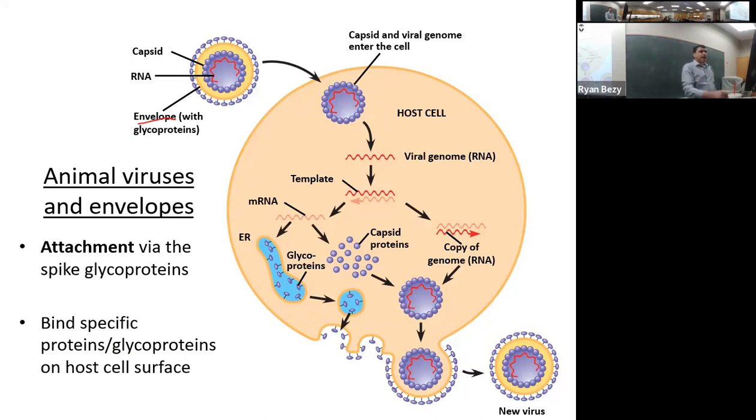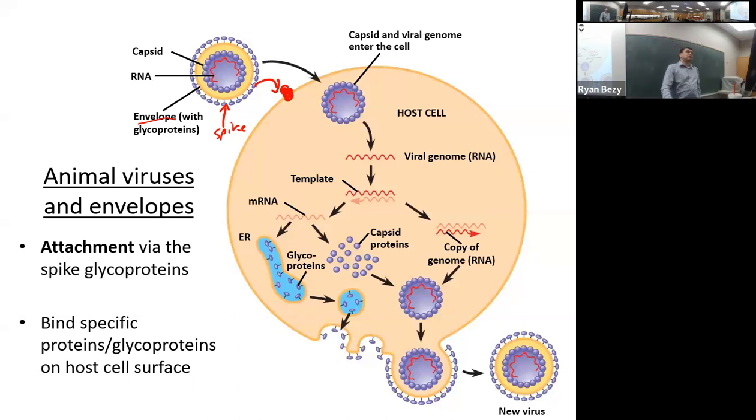And then they have those spike proteins that come out. These are our spike proteins. Again, spike proteins are involved in host cell attachment. So with these animal viruses, they'll attach via those spike glycoproteins. And remember, we talked about this last lecture, but they bind to specific proteins or glycoproteins on a host cell surface. So there's going to be some type of specific protein on the host cell surface that they recognize, and those spike proteins then bind to it. And that triggers entry into the host cell.